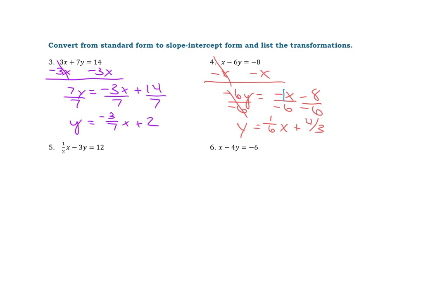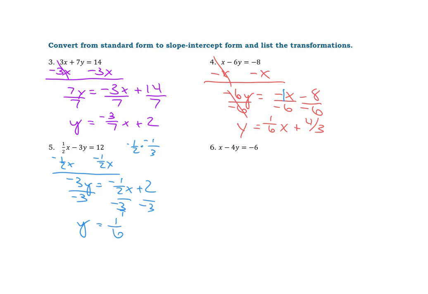Okay, the next one, I'm going to subtract 1/2 x from both sides of the equation. Leaves me negative 3y equals negative 1/2 x plus 12. Now I'm going to divide everything by negative 3. So y equals, again, if you're not good with fractions, you have a calculator, but dividing by fractions is easy as pie. I flip the second one, so that would be negative 1/3. And multiply, and that's 1/6 x. And 2 divided by negative 3 is negative 2/3.